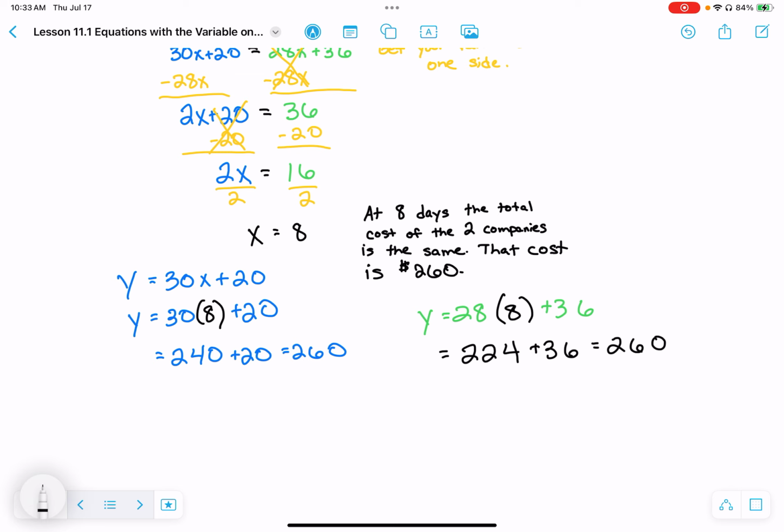So the problem only wanted to know how many days, but because we are go-getters, we are tryhards, as the kids say, we went the extra mile and said, not only do we know that they're the same after 8 days, here's how much it costs after 8 days.